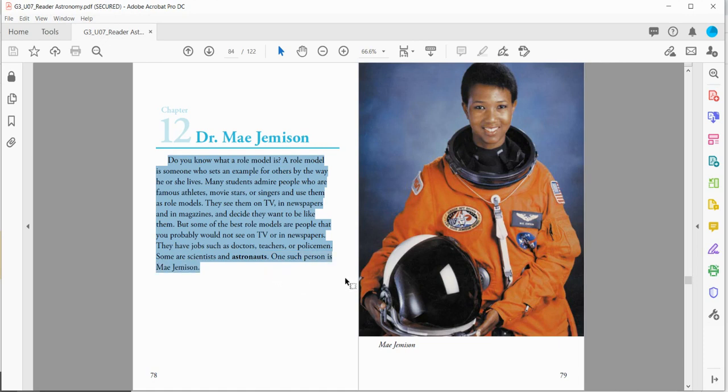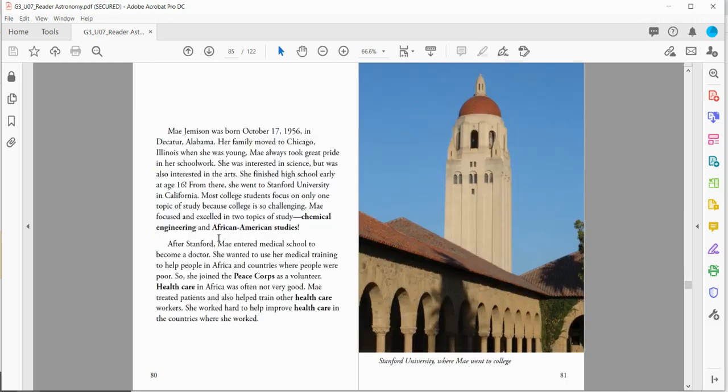So we haven't learned anything really new about Mae Jemison, so I think we're ready to go on to the next page. So now we're on page 8.